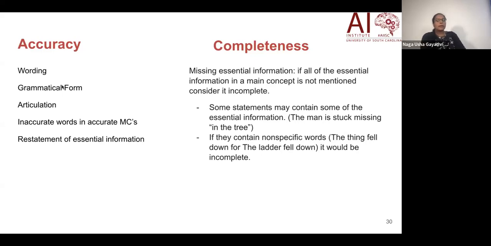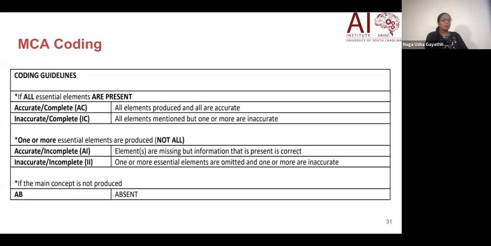So what do I mean by accuracy and completeness here? Accuracy is wording, grammatical form, articulation, inaccurate words, inaccurate main concepts, and restating the essential information. For example, the user restates the same information multiple times. That is one measure of accuracy. And completeness is whether the discourse text contains all the main concepts extracted or not. So these are the coding guidelines for accurate. What do I mean by accurate complete, inaccurate complete, and so on?